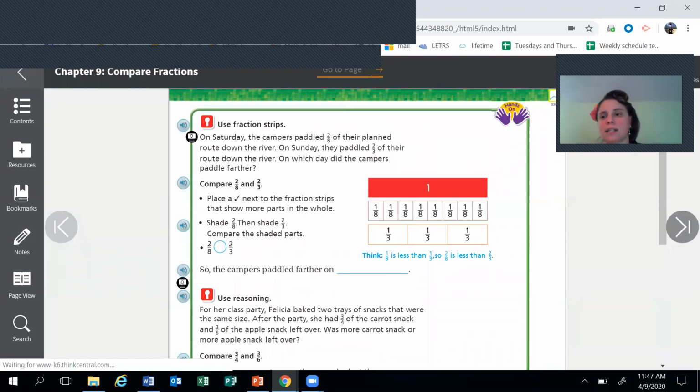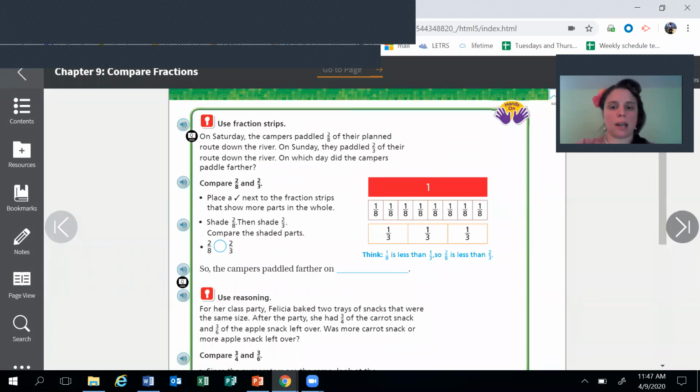All right, so this one is asking you to use fraction strips instead of drawing. And for these ones, I would really like you to use fraction strips, just because sometimes our drawings aren't perfect, and that doesn't help us for this type of thing, okay? So it says, on Saturday, the campers paddled 2/8 of their planned route down the river. On Sunday, they paddled 2/3 of their route down the river. On which day did the campers paddle further?